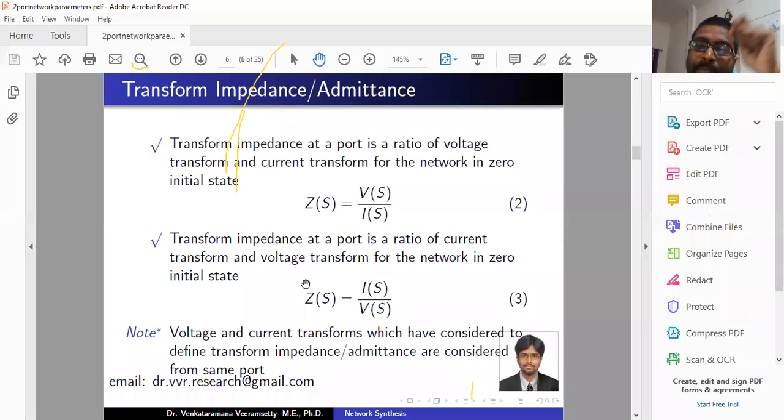You should take only the voltage and current at the port where you want to calculate the impedance, for calculating the transform impedance of any number of port network, right? So that's the note here. Voltage and current transforms which are considered to define the transform impedance or admittance are considered from the same port.